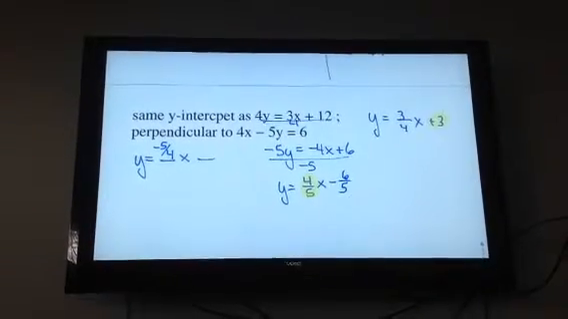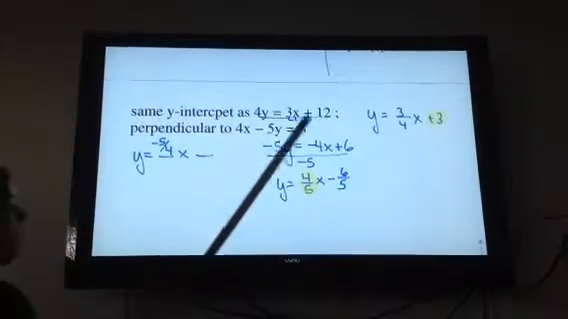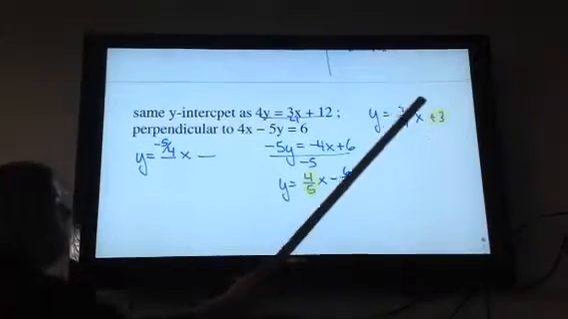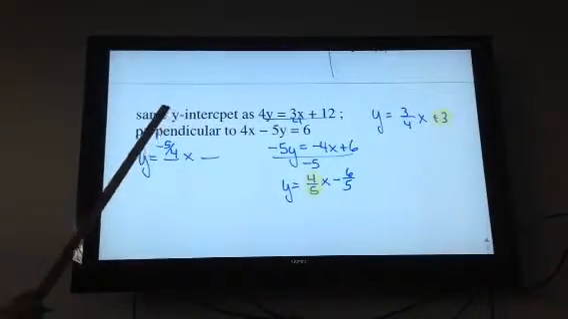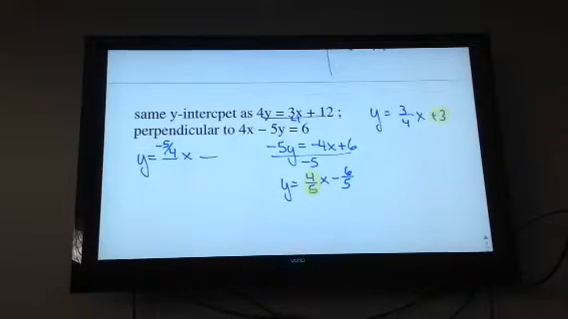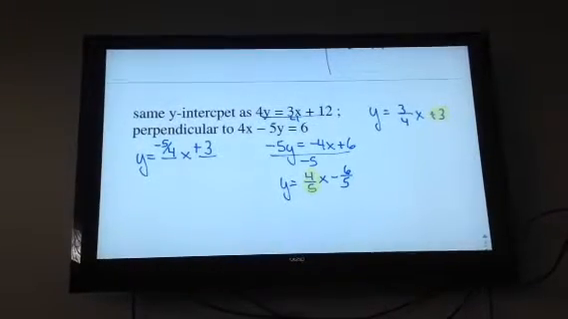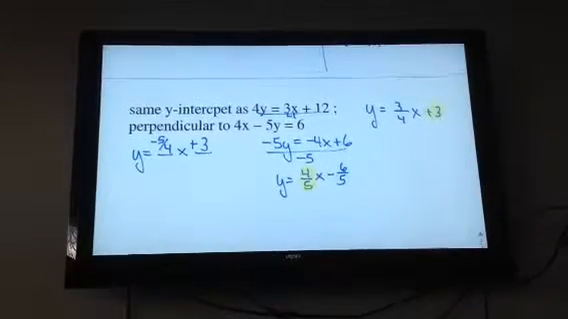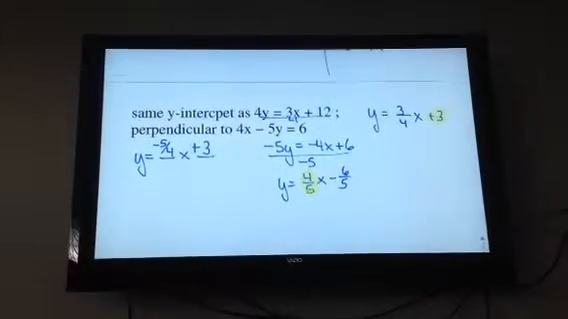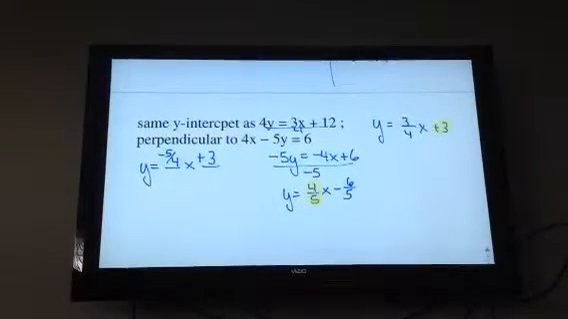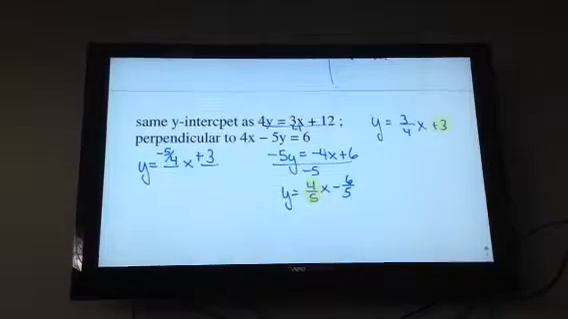This time, I want that number. This equation has a y-intercept of +3. The one I'm looking for has the same y-intercept. We're talking like 3 different lines in this picture. So +3. So y equals -5/4 x plus 3 is my final answer. So we have 3 different equations going on. One that it shares a y-intercept with, one that it's perpendicular to, and then the line I'm looking for.